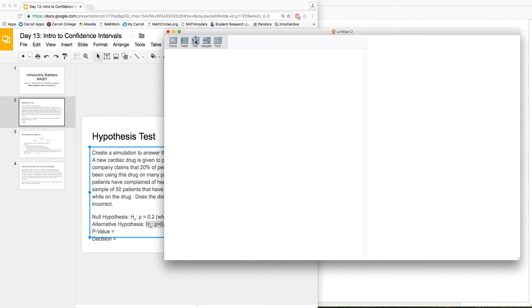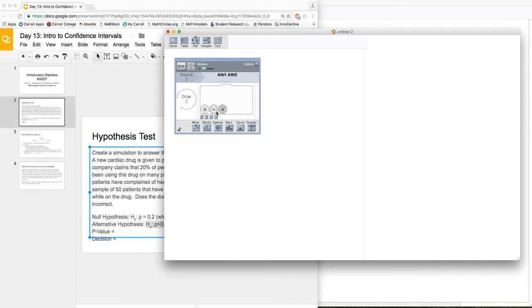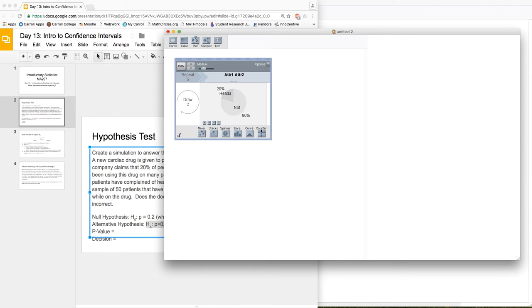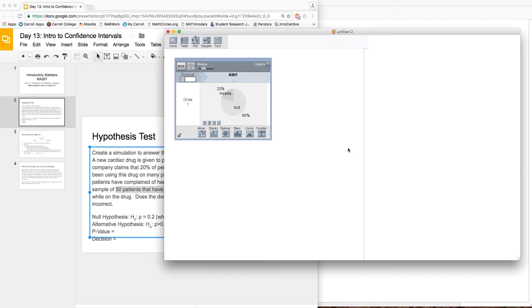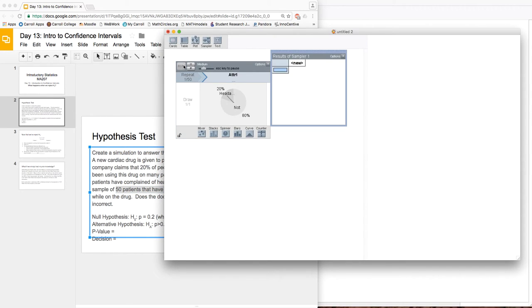So here I have TinkerPlots. I'm going to pull down a sampler and a spinner. We're going to call this headache versus not. And we always build the sampler for a hypothesis test based on the null hypothesis. So I have 20% that are going to have headaches, 80% that are not. Then I'm going to draw one person 50 times because, as you'll recall, we drew 50 patients and found 40%. So we want to build our simulation based on the data that we have. We had 50 patients, so we're going to do samples of size 50. And we can start running this.